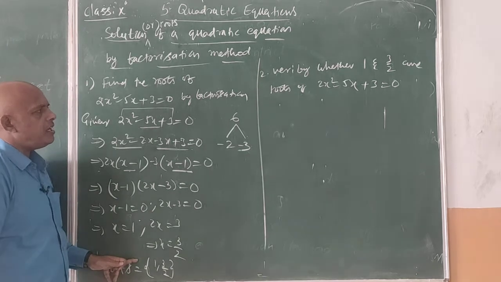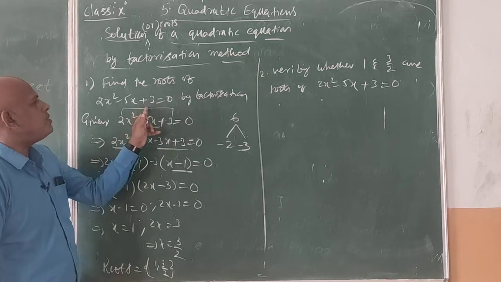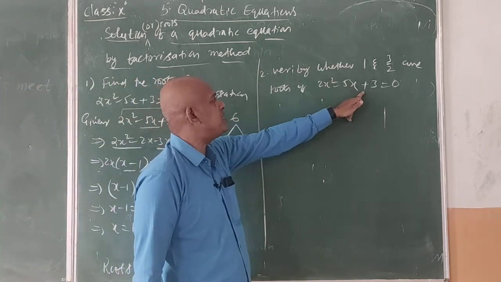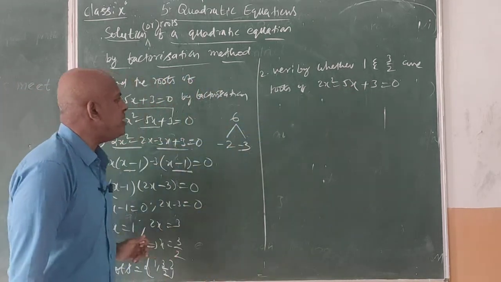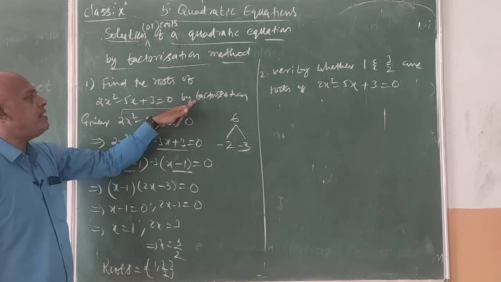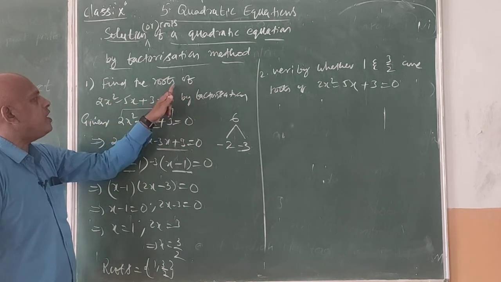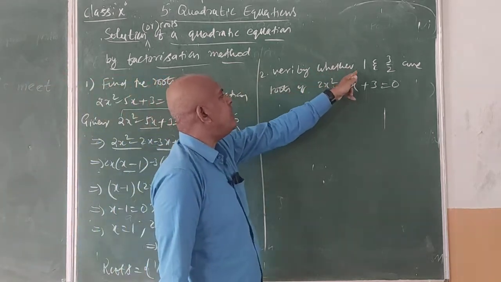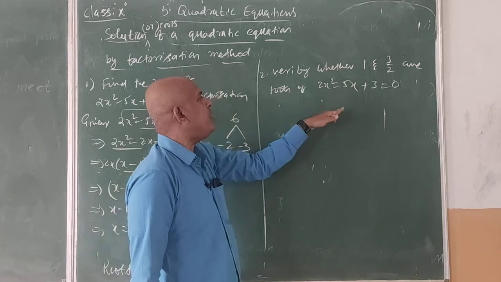Roots of the quadratic equation. So now the same problem: 2x square minus 5x plus 3 is equal to 0. But here the question is different. In the previous one, for the given equation you had to find the roots by using factorization, which are 1 comma 3 by 2. But here they have already given that 1 and 3 by 2 are the roots. We just have to verify.